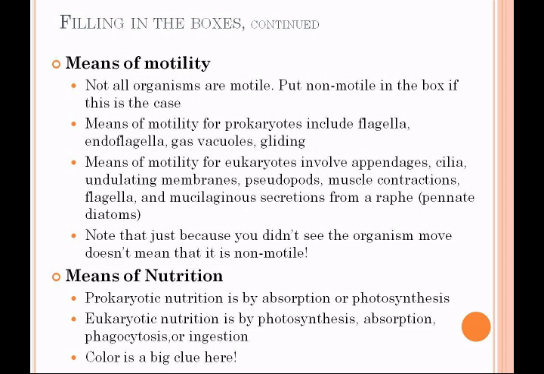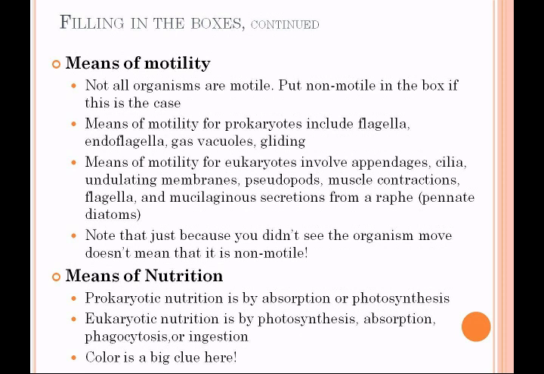The means of motility comes next. Remember, not all organisms are motile, so if the organism is not motile, put it in the box if that's the case. The means of motility for prokaryotes include flagella, endoflagella, gas vacuoles, and gliding. The mechanism of gliding is not very well understood, especially in the cyanobacteria. Perhaps you saw oscillatoria. Oscillatoria moves by a gliding type of motion that's not well understood.